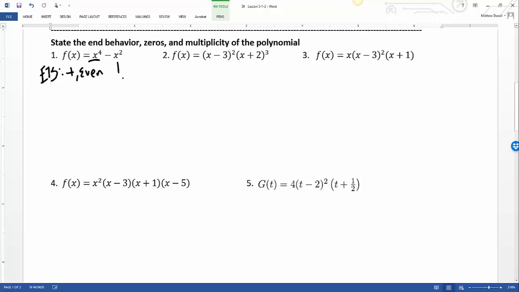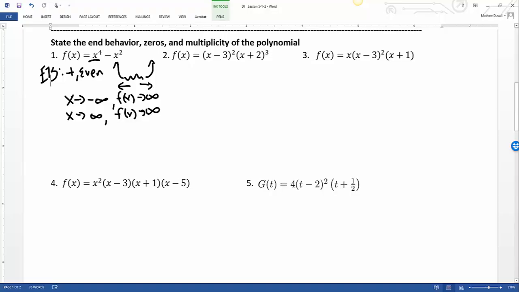So my end behavior is going to start going up, stuff is going to happen in the middle, and it's going to end going up. Now to turn that into a mathematical statement, x is going in two directions. So as x goes to negative infinity, my y goes to positive infinity. As my x goes to positive infinity, my y also goes to positive infinity.